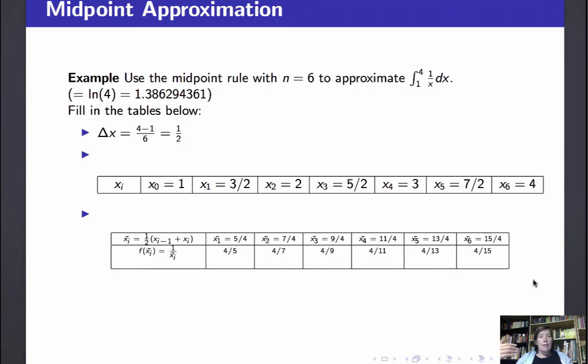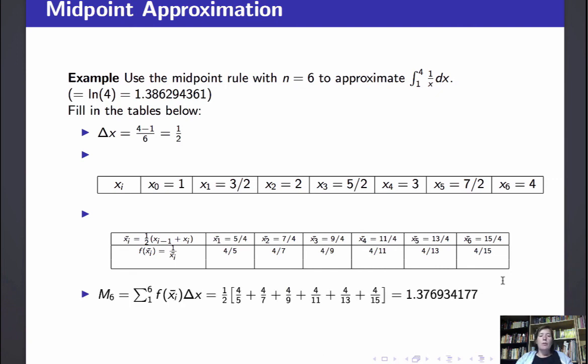So now I have the length of the base of each approximating rectangle is 1/2, and I have a list of their heights here. So I multiply the base times the height and add, and that gives me my approximation. So plugging this into our formula, we have delta x times f of x1 bar plus f of x2 bar plus f of x3 bar plus f of x4 bar plus f of x5 bar plus f of x6 bar. And when we plug in the numbers and add, we get 1.376934177, which is what we saw in Mathematica.